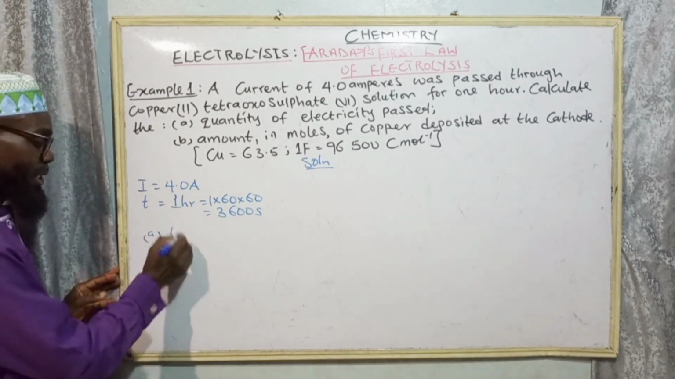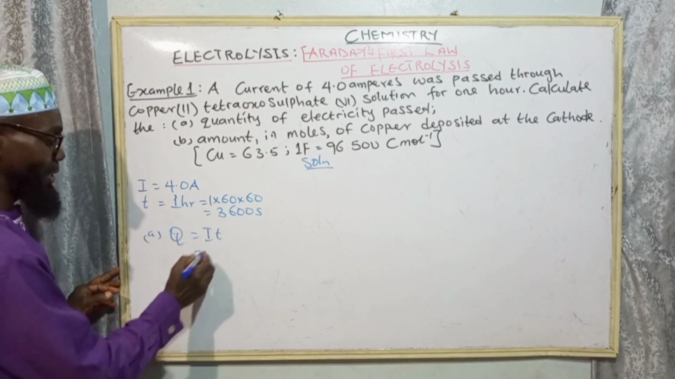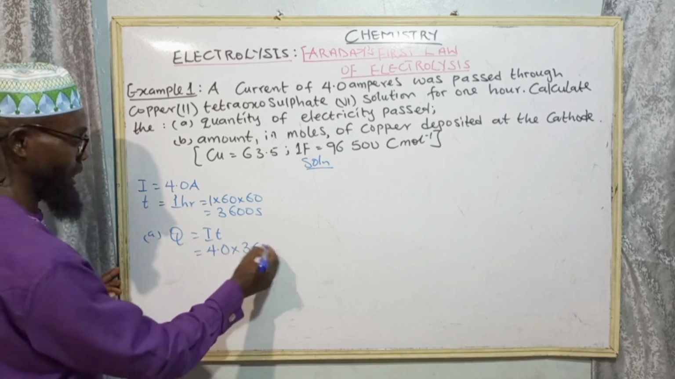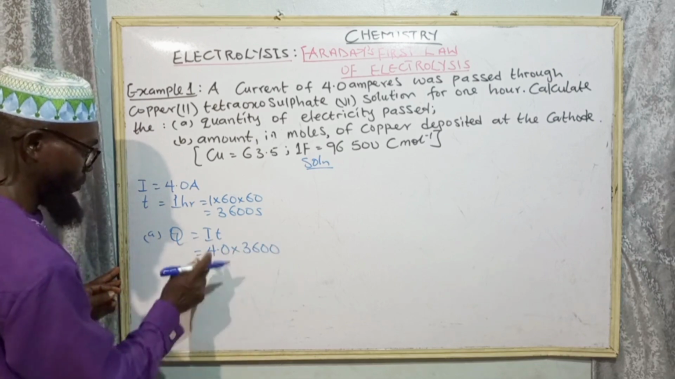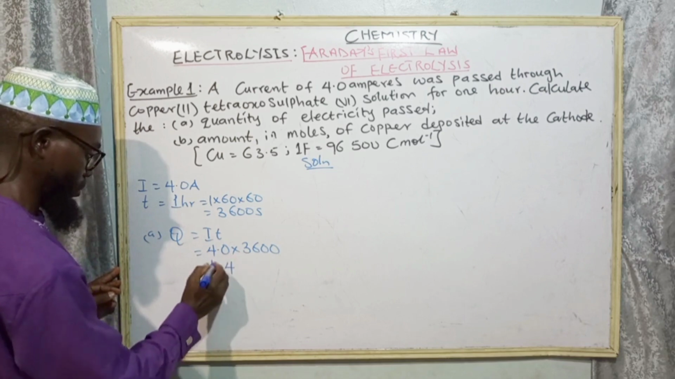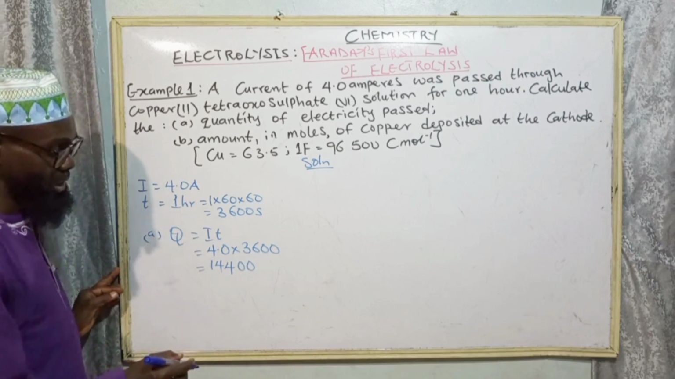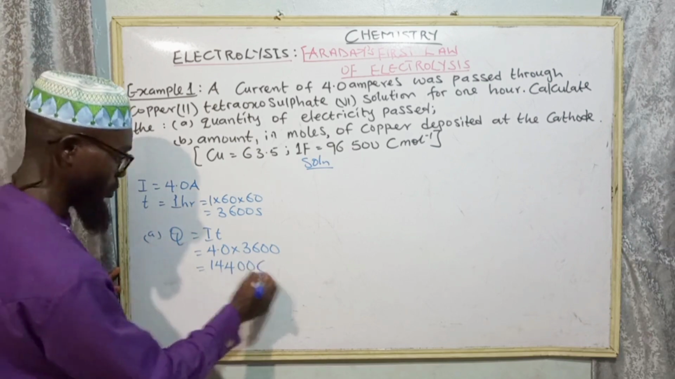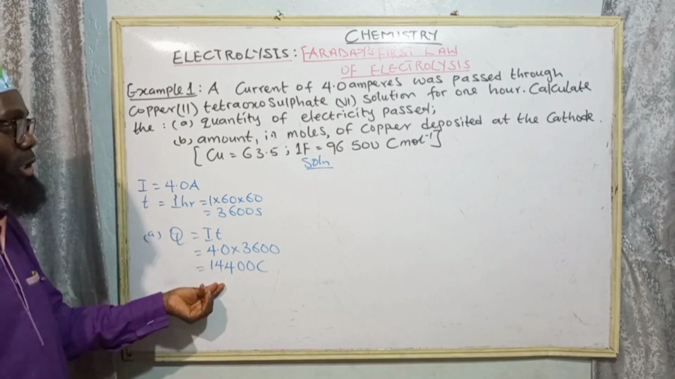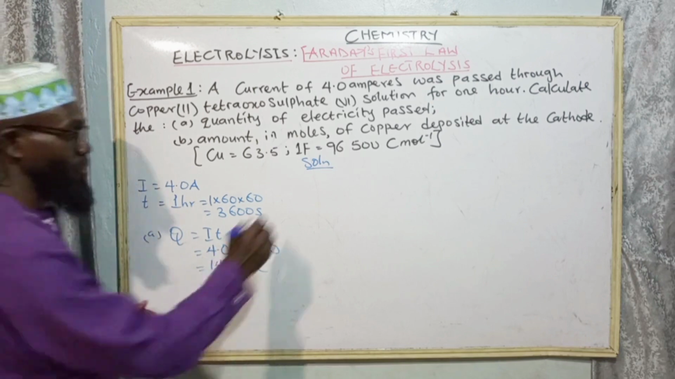From here, we are told to calculate question A, the quantity of electricity passed. We know that quantity Q is equal to IT, and our I is 4.0 multiplied by 3,600. So we have 14,400 coulombs. So this is the quantity of electricity that is passed through the electrolyte copper(II) sulfate. This is question A.